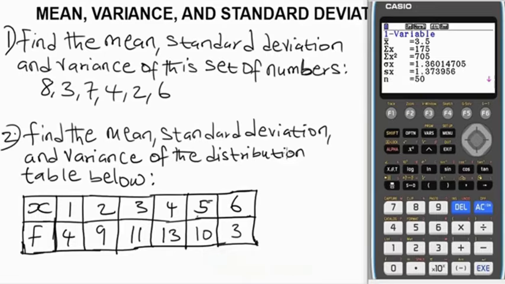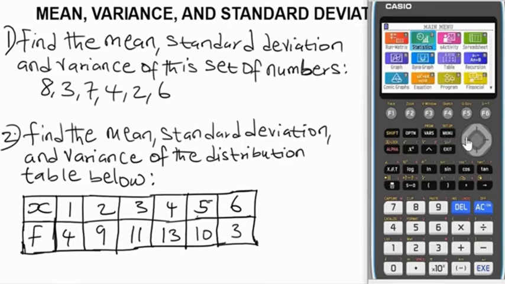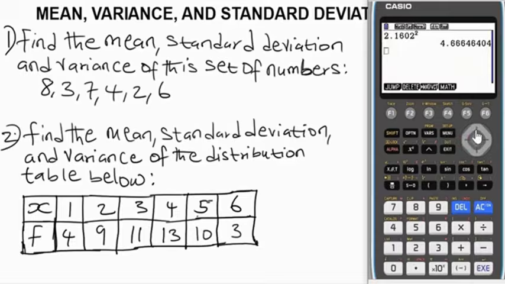To get the variance for this question, you square this standard deviation. That's 1.3601. Let's square it now. Let's press menu. One matrix. Okay, let's delete this.